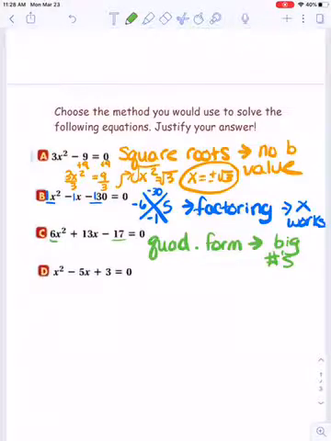Last one here, again, same idea. There's a b value, so I can't use square roots. I'd be thinking, well, can I factor? These numbers are nice and small. There's no GCF to pull out right away, so I just take a times c, so 3. B goes on the bottom, which is a -5. And I'm thinking, gosh, can I find two numbers that multiply to 3 but add up to -5?